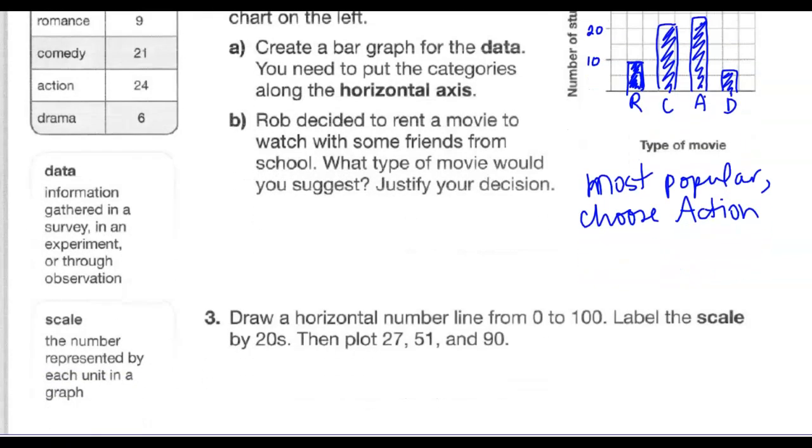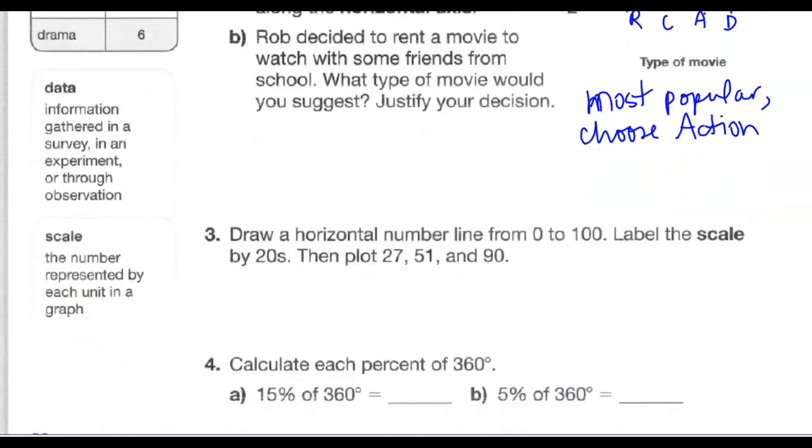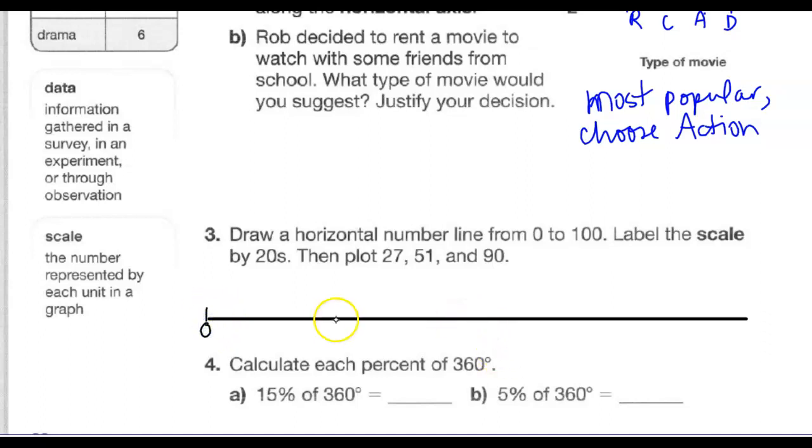Okay. Next one, it says draw a horizontal number line from 0 to 100. Label the scale by 20s, and plot those points. So here, you should really have a ruler. I can do a straight edge on this, straight line, but I can't measure it off per se. So if you get a ruler out, you would want to start from 0, and I would probably go up by tens.